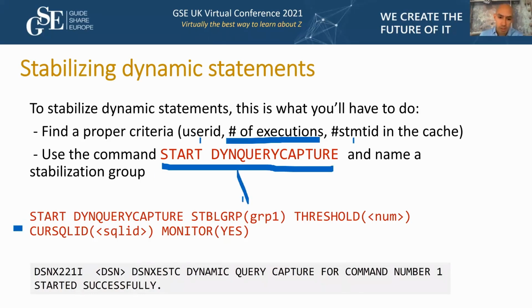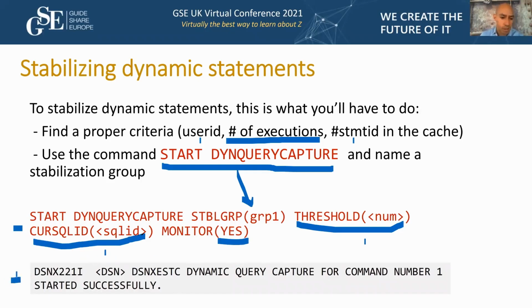So you attach it to a group. This group is pretty random. It doesn't mean anything. I can also create my group cats1. So my first group of cats is going to be stabilized, as long as they come from this user ID and they have been executed at least this number of times. And if in the future, most statements fully match these two criteria, then add it to my group of cats.